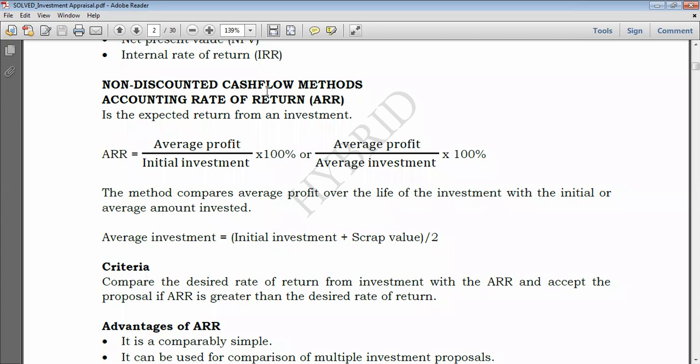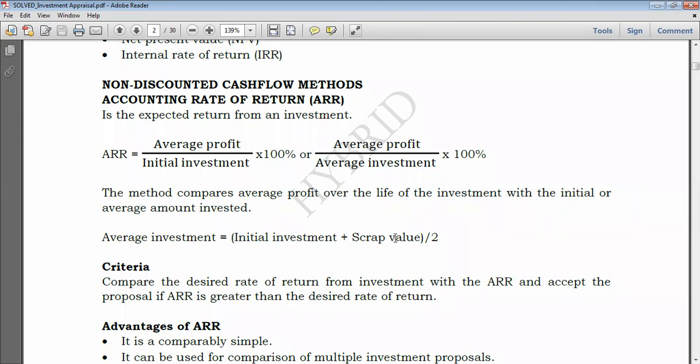So accounting rate of return, you take average profit over initial investment, or there is another way, you just take average profit over average investment, just like that. How do you obtain the average investment now? Average investment, you just take initial investment plus the scrap value.